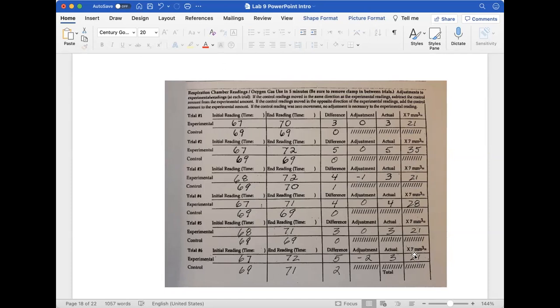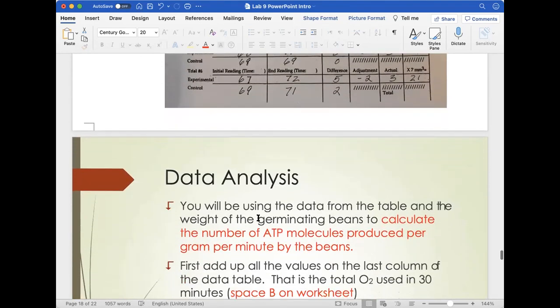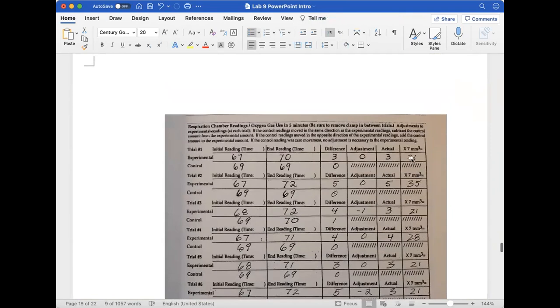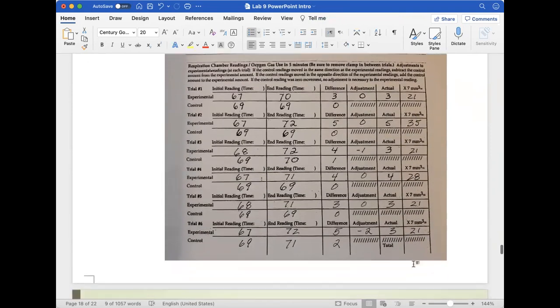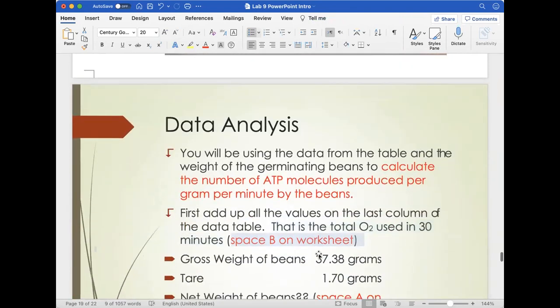So these numbers right here, you'll be using the data from the table and the weight of the germinating beans, which we will give you, to calculate the number of ATP molecules produced per gram per minute by the beans. First, you just need to add up all the values on the last column of the data, and this is the total oxygen used in 30 minutes, and that will be space B on your worksheet. So you need to add up all of these numbers, and that's the total oxygen being used in 30 minutes, and put that in space B.